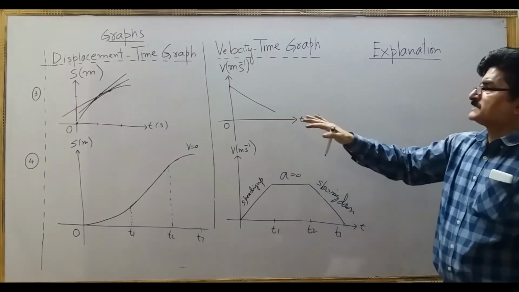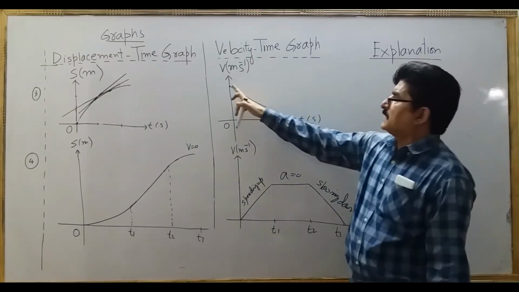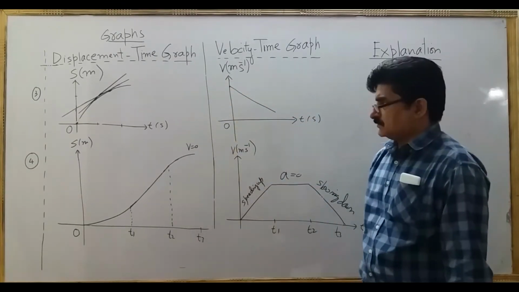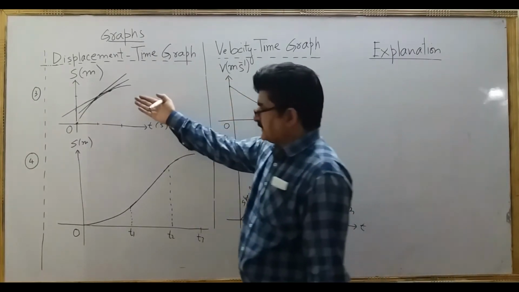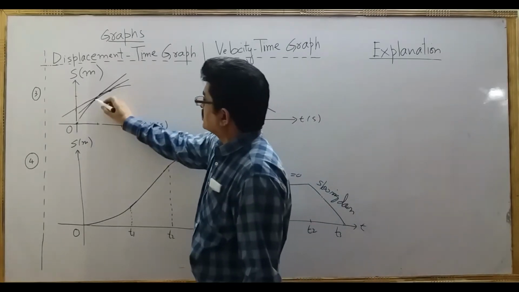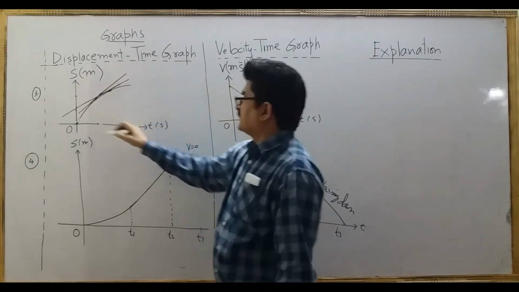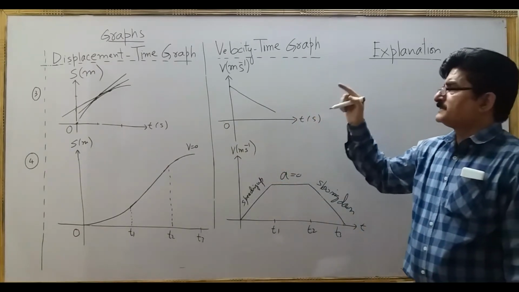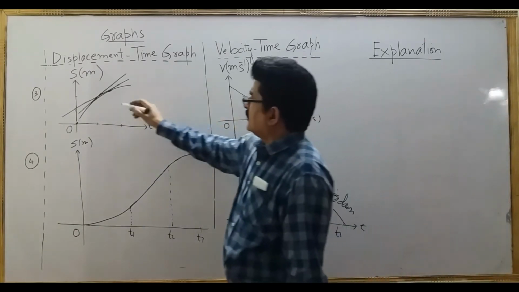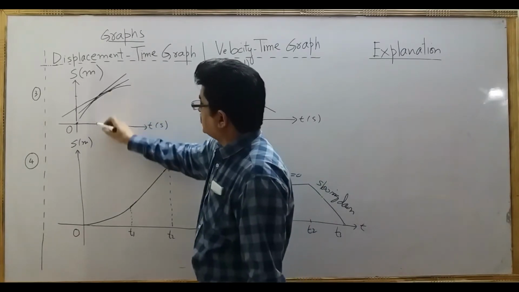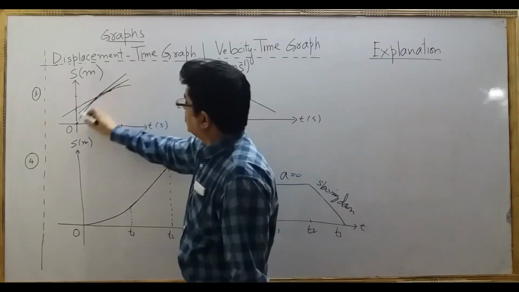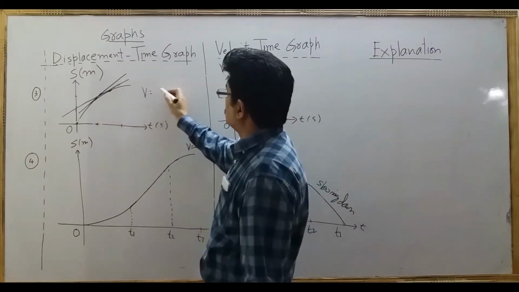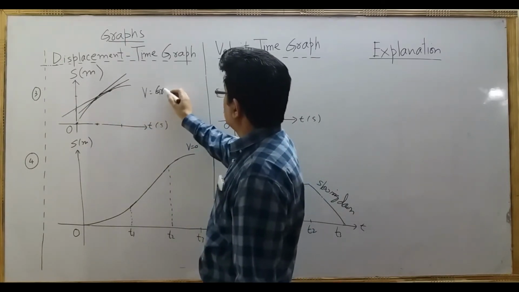The velocity is decreasing, so it is already moving with some velocity at t is equal to 0. Again the velocity is given by the gradient of the displacement time graph, meaning here the gradient of the tangent line. So at any time, say at this time, the gradient of the tangent will be equal to the velocity. So velocity is equal to gradient.